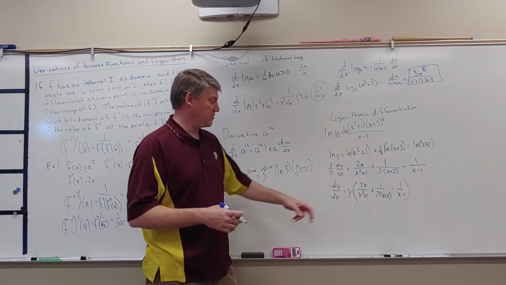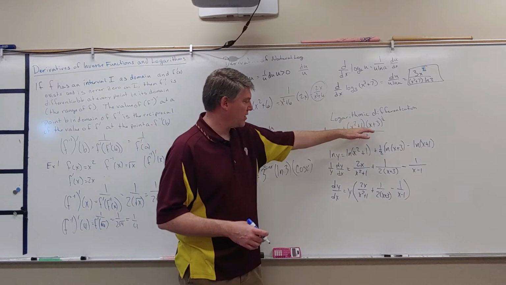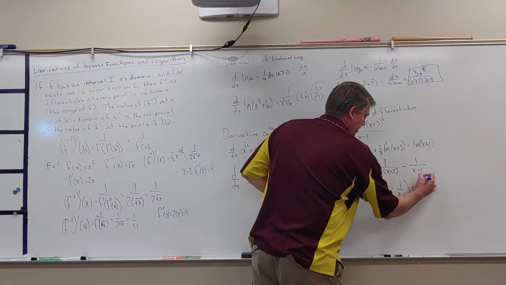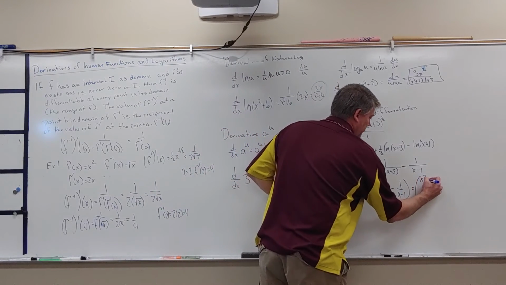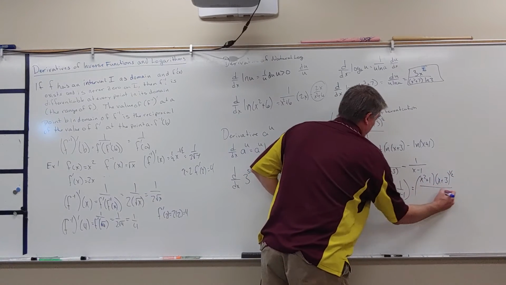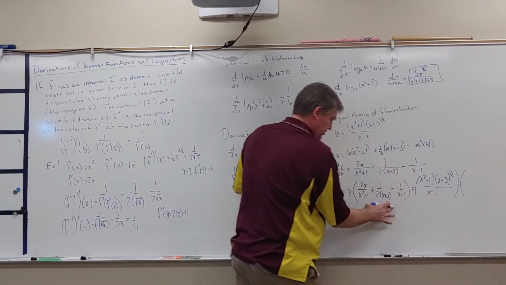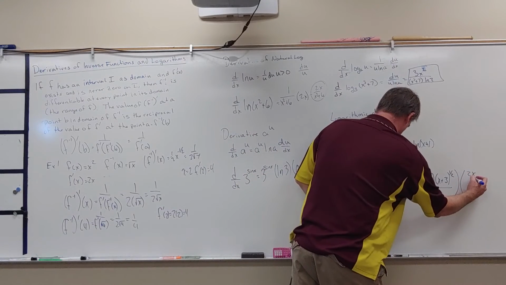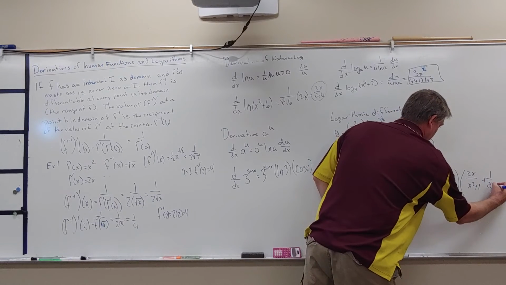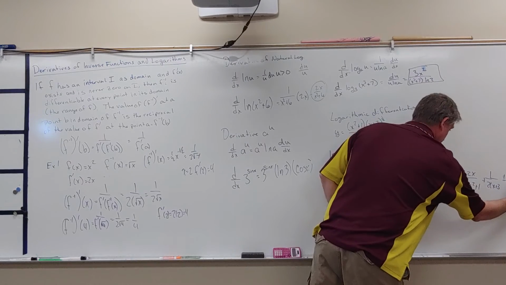Now the last thing I'm going to do is substitute what y is. Well, y was equal to x squared plus 1 times x plus 3 to the half power over x minus 1. So this ends up giving me x squared plus 1 times x plus 3 to the half power over x minus 1, times this whole piece: 2x over x squared plus 1, plus 1 over 2 times x plus 3, minus 1 over x minus 1.